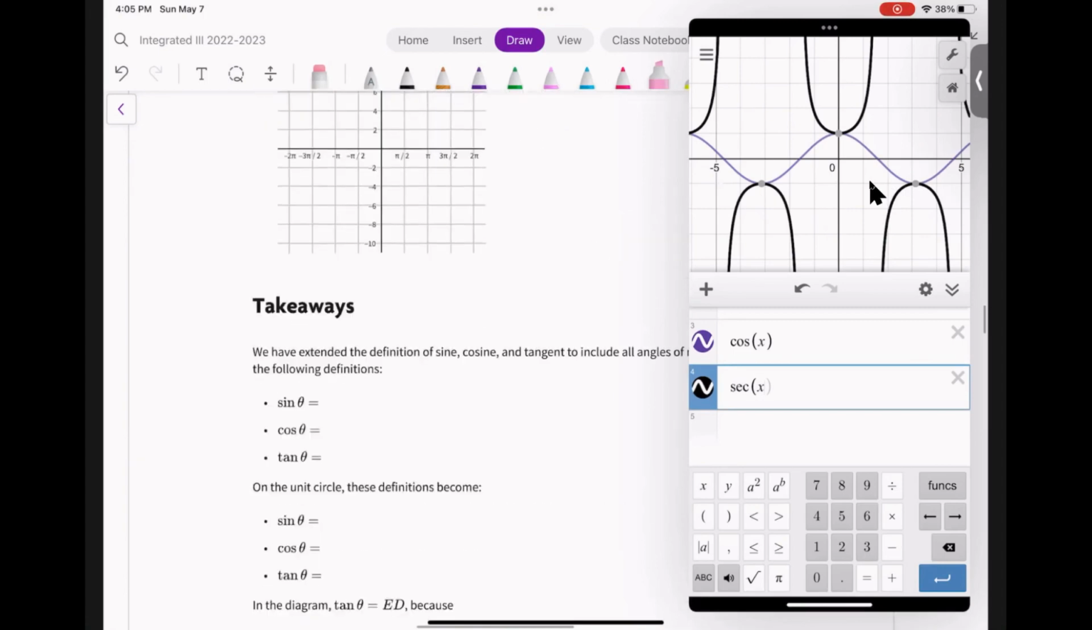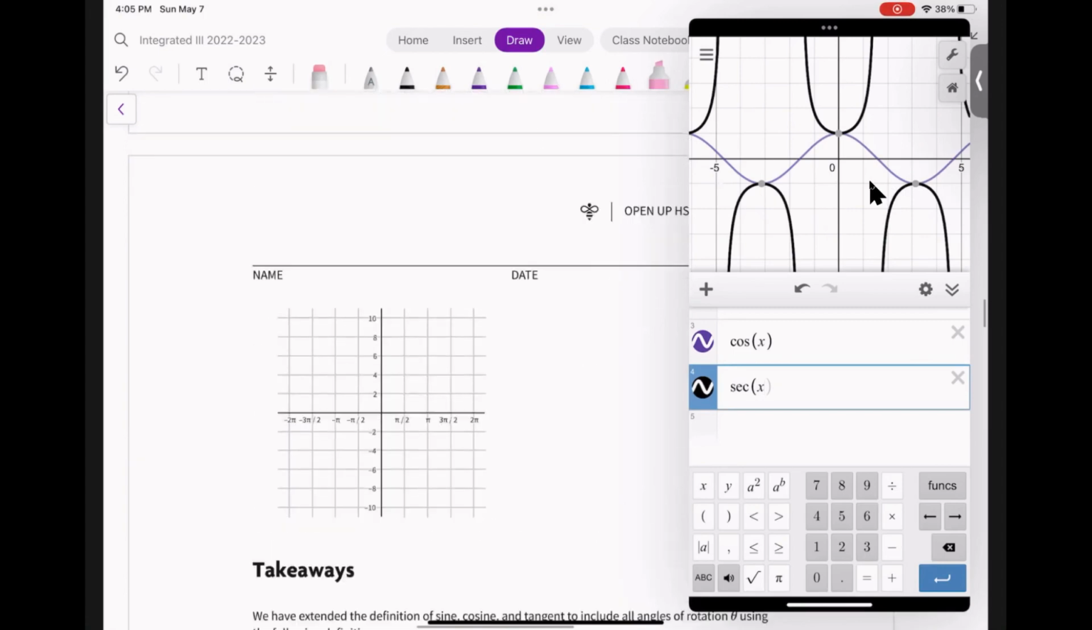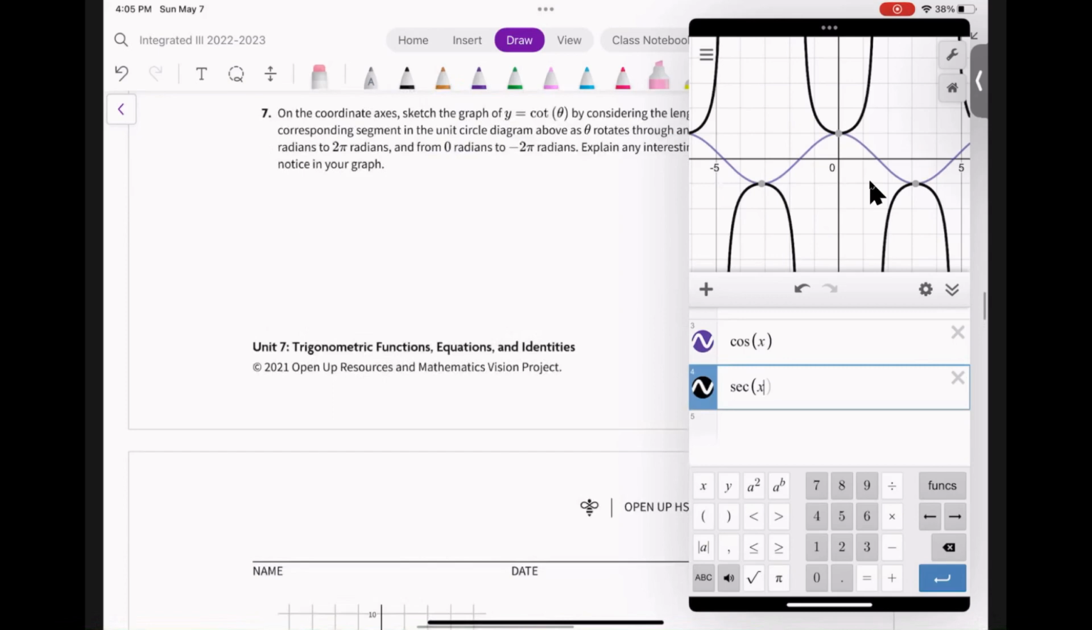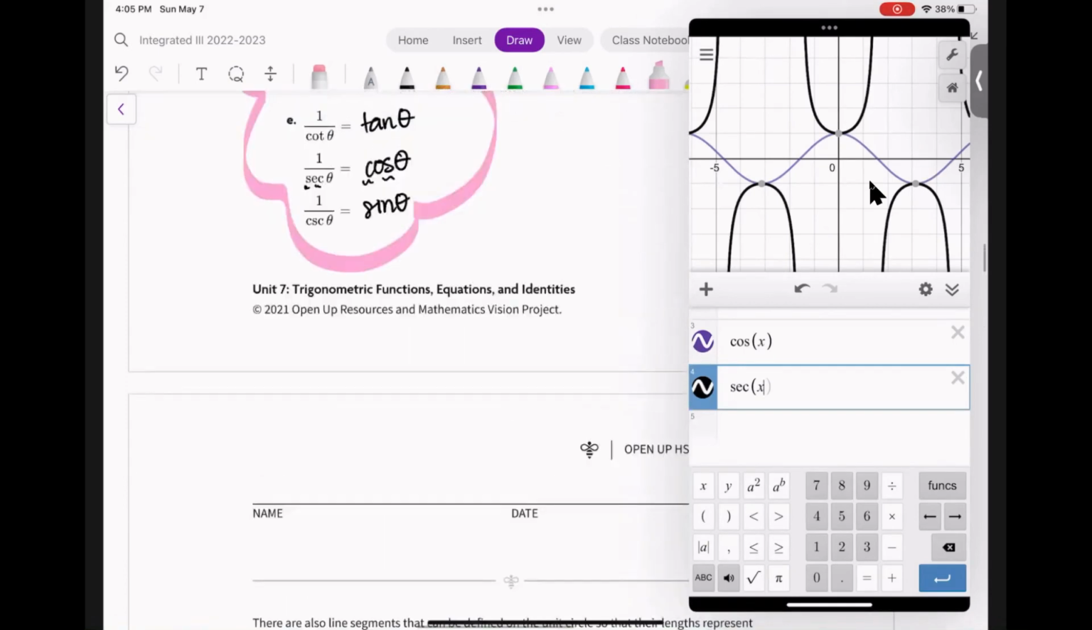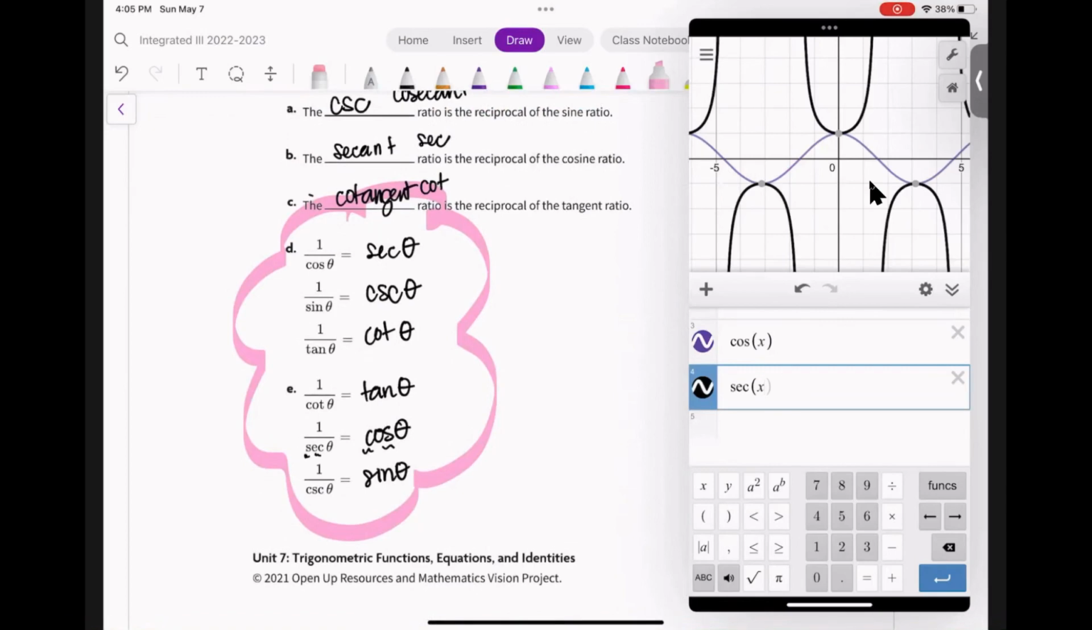So what else did I want to show you? Okay, that was the biggest thing that I wanted to show you, the graphs, as well as the definitions of your reciprocals. So make sure that you're comfortable with that.